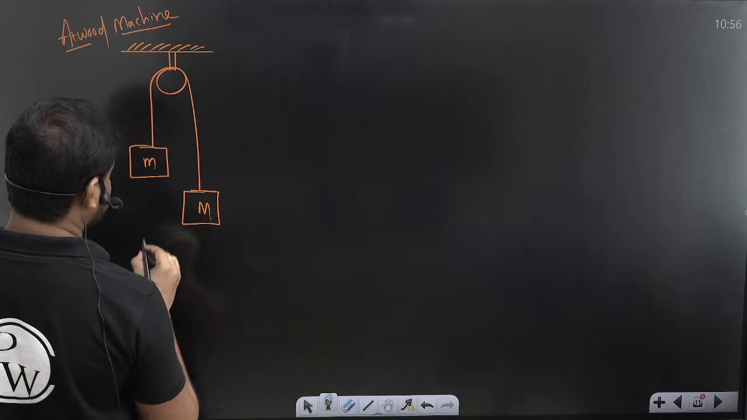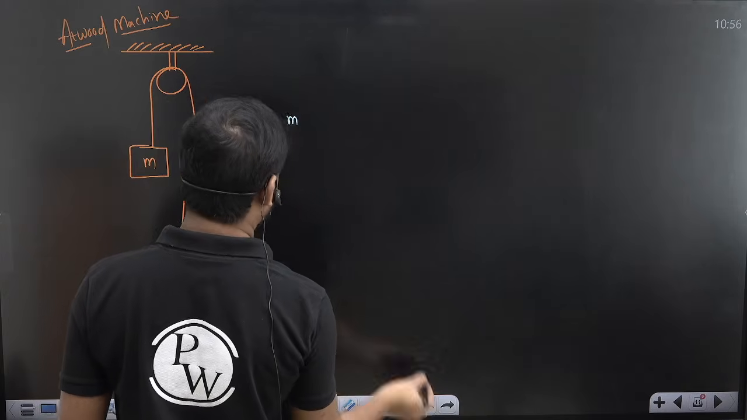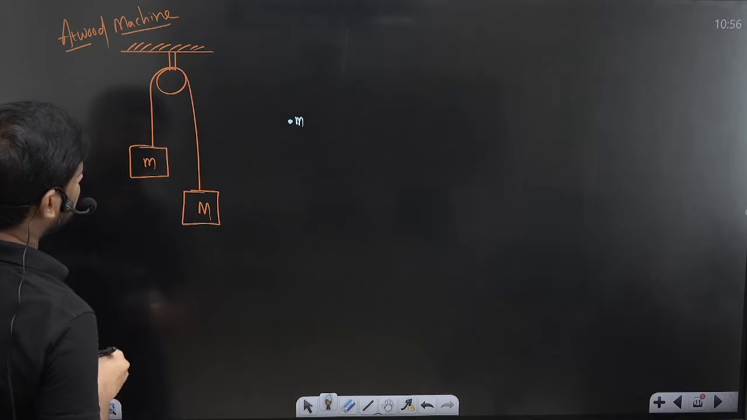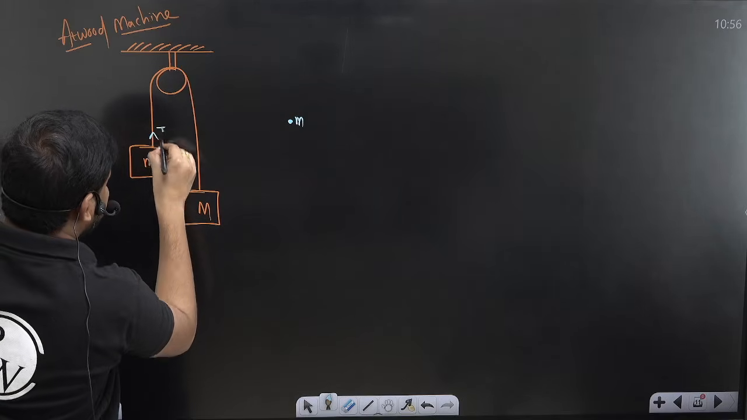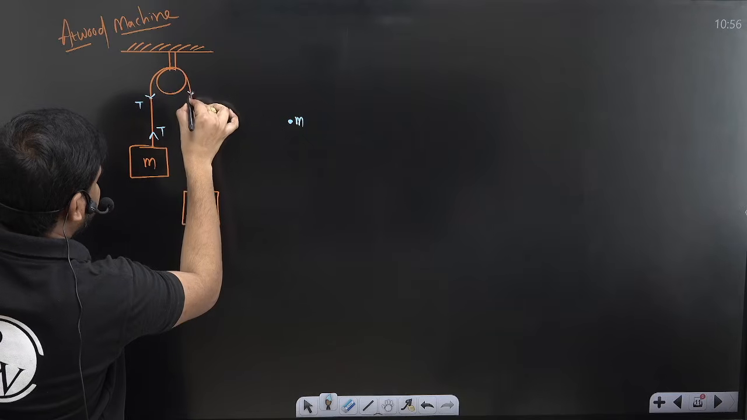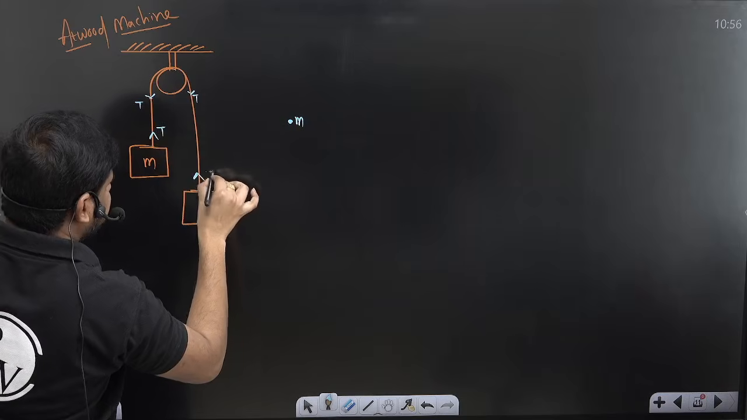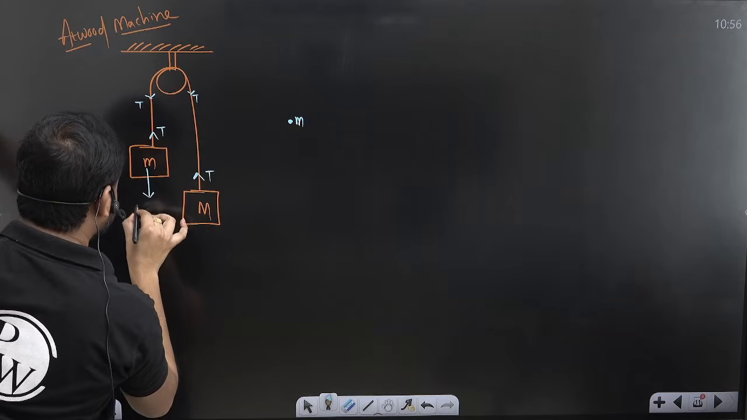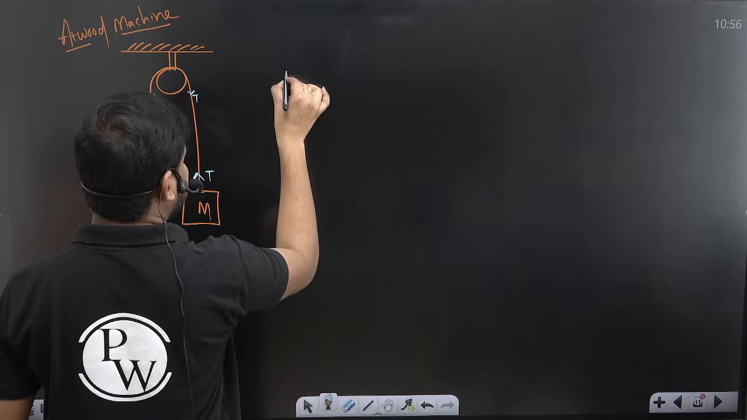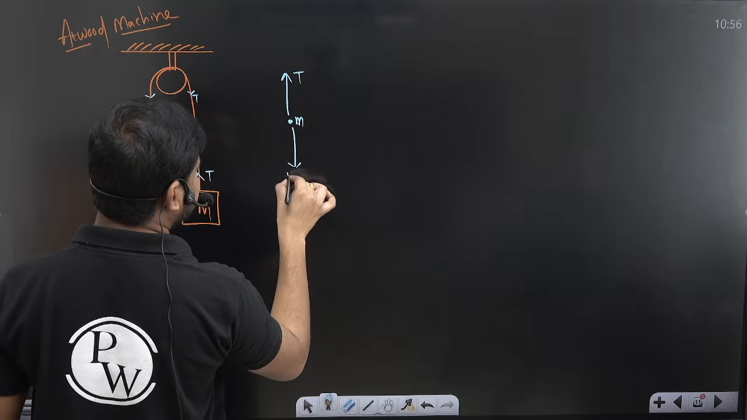First consider the small m body and then the capital M body. The small m body I am considering as a point mass, and what are the forces acting on it? Let's suppose the tension T here. From the pulley the tension acts away on both sides. There is no mass in between, so the tension remains the same, right? And on this, the force mg. So the tension T upside for the small m and its weight mg downside.